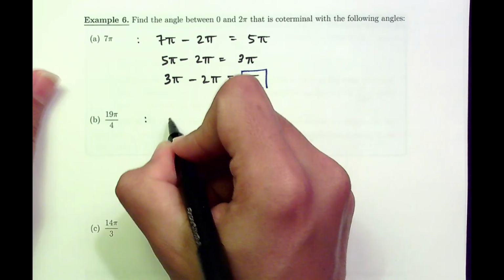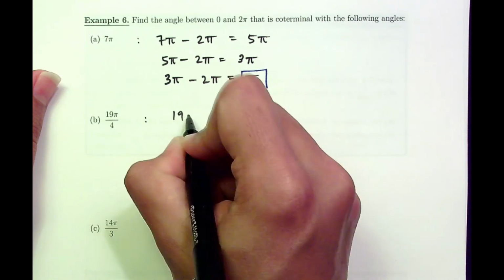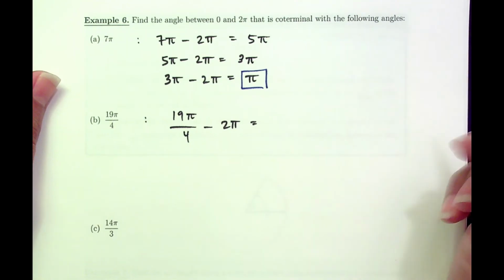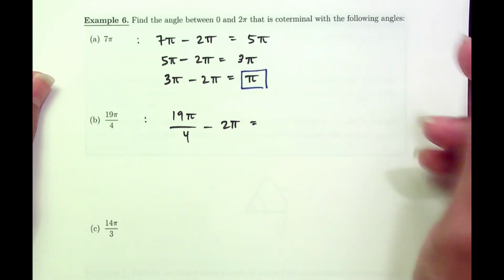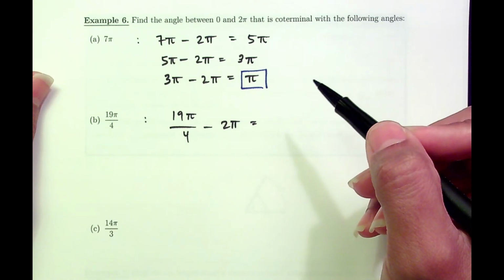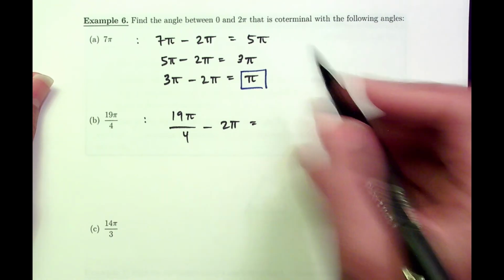19 pi over 4 minus 2 pi. Okay, I want to leave the answer in terms of pi, so I'm not going to put that in the calculator because I'm going to get a decimal unless you put only the fraction. So we're just going to do it by hand.